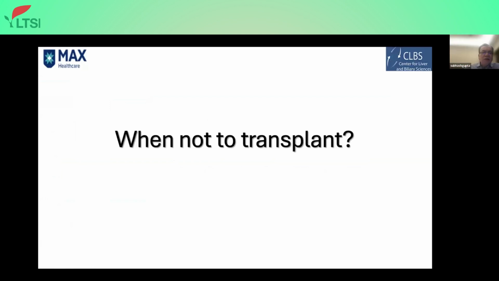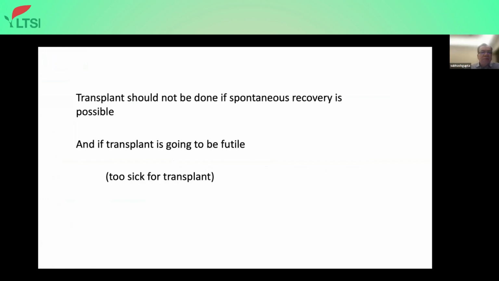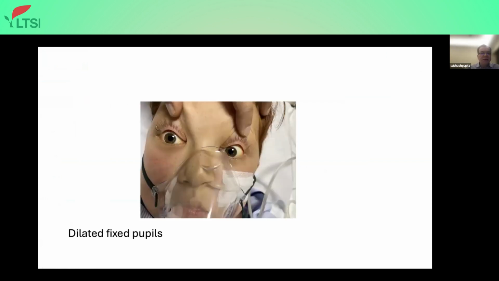So, when not to transplant. Next slide, please. There are two situations when not to transplant: if we think that spontaneous recovery is going to be possible, obviously you should not transplant, or if you think the transplant is going to be futile. There are two basic broad categories when you should not transplant. Next. And of course, if you have a dilated fixed pupil for hours, then you will not transplant.